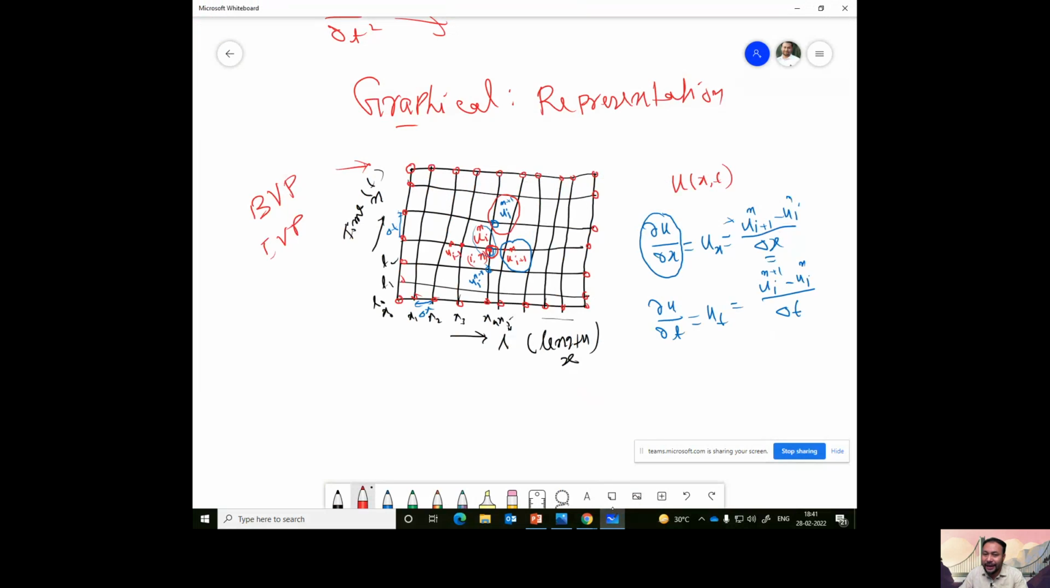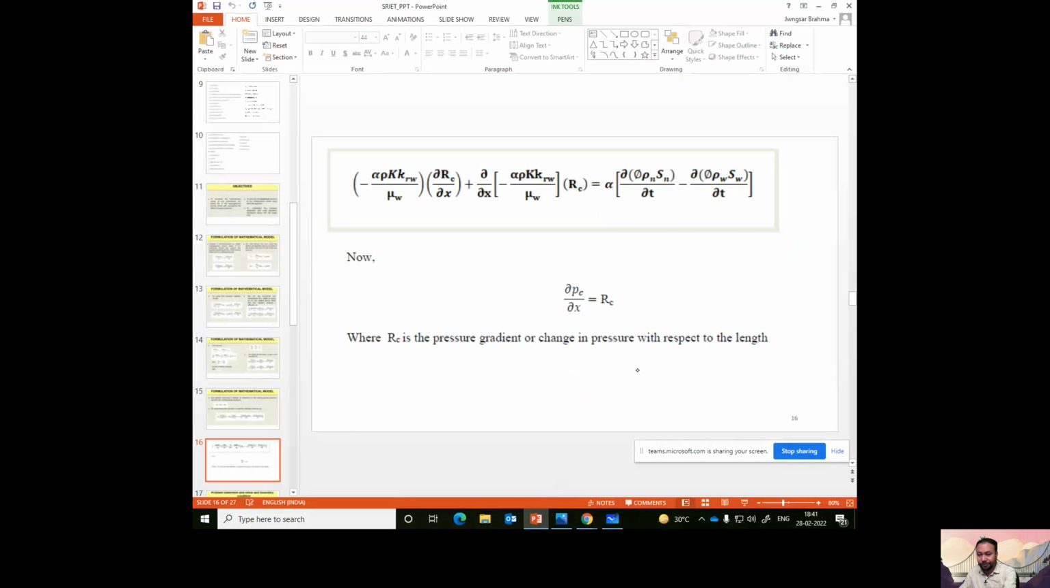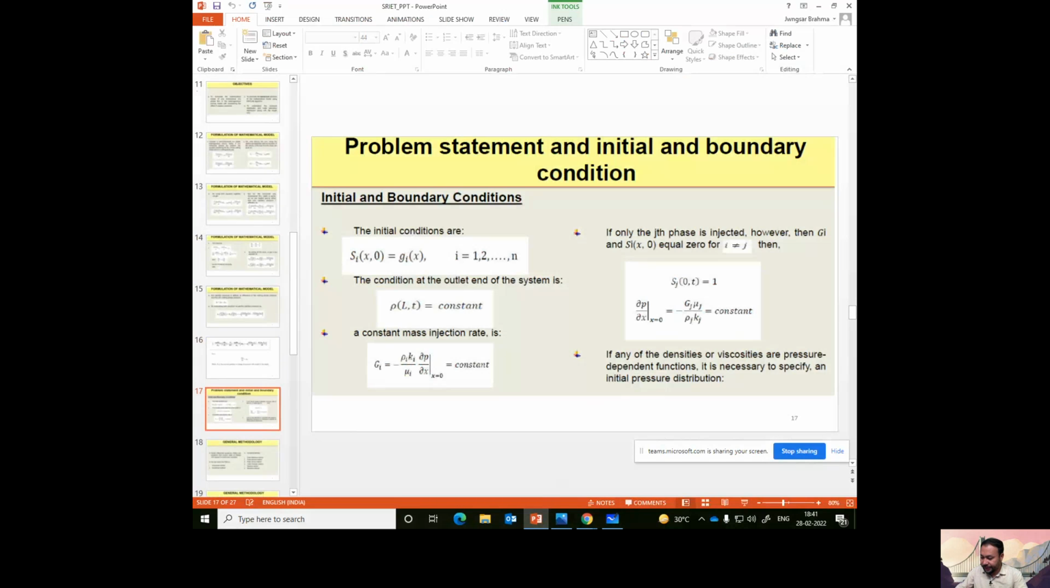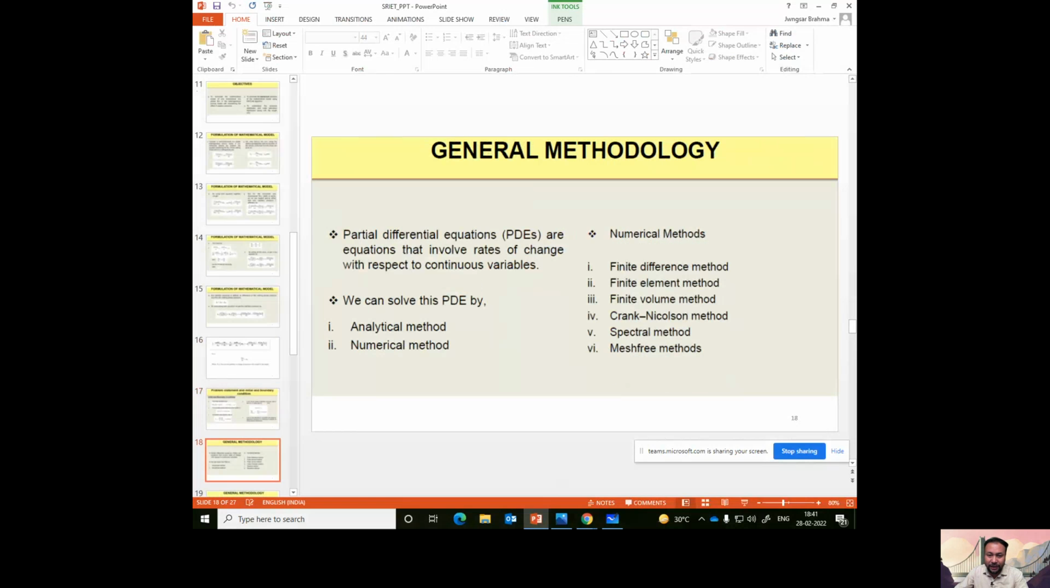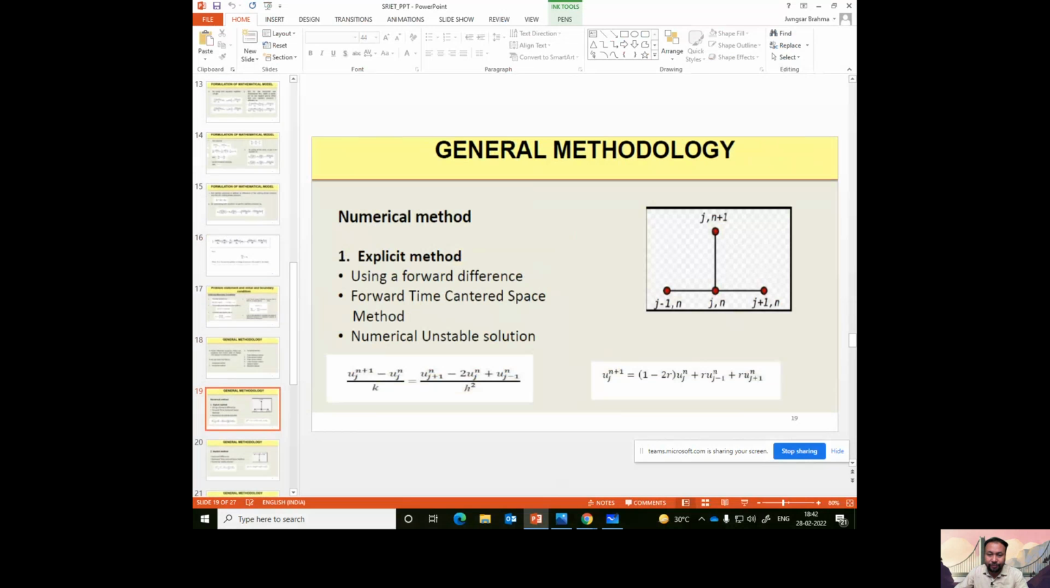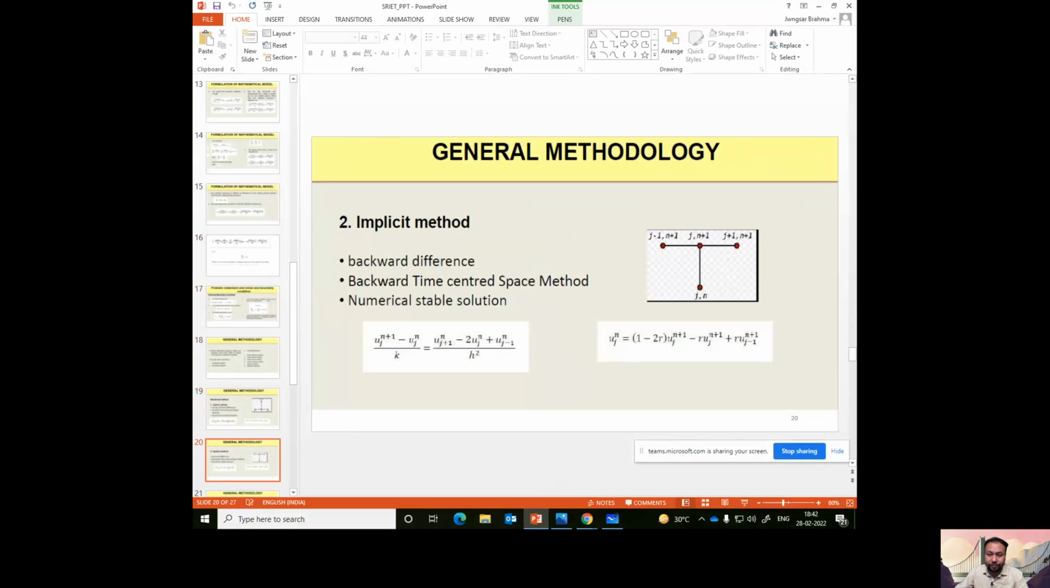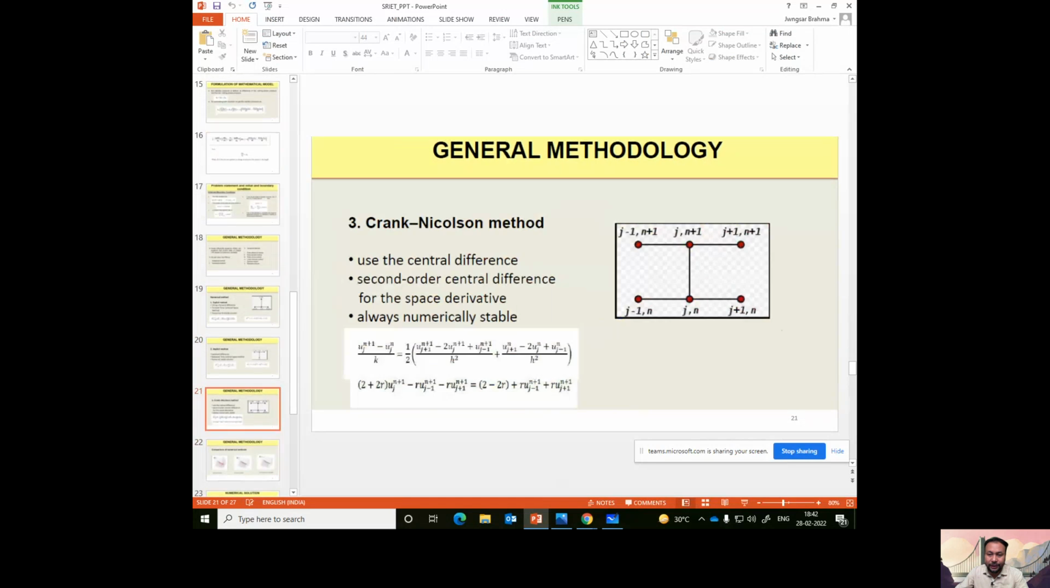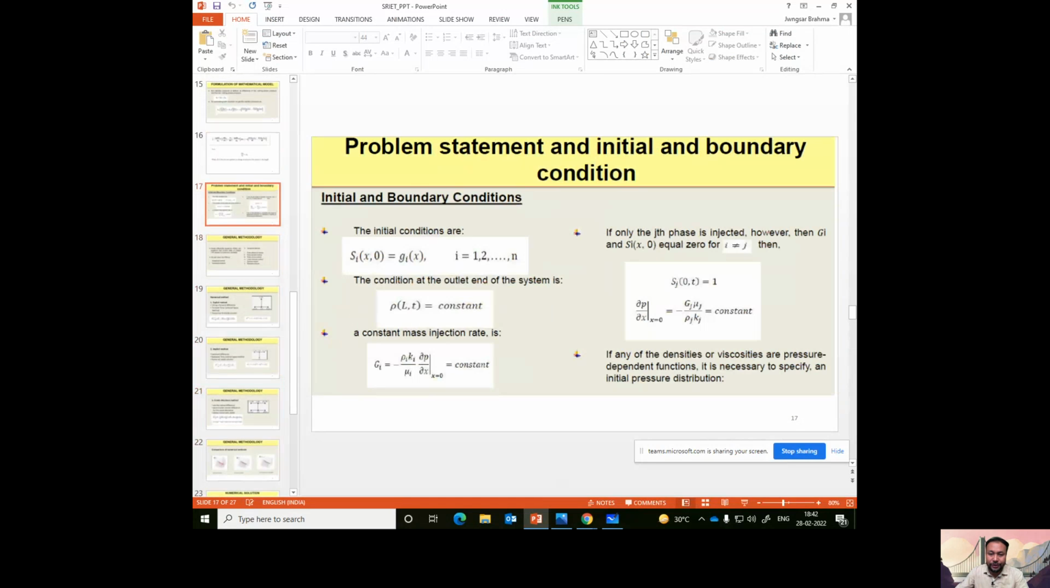Then accordingly, I need to find out the value of del RC by del X. How can I find out this grid system? Now look here in my slide. I'll discuss after this slide.